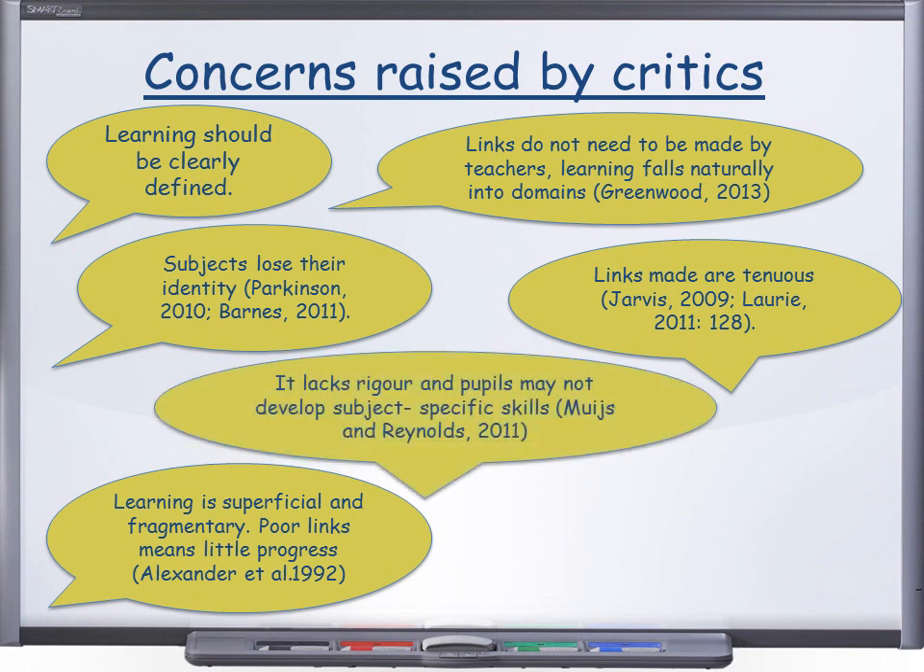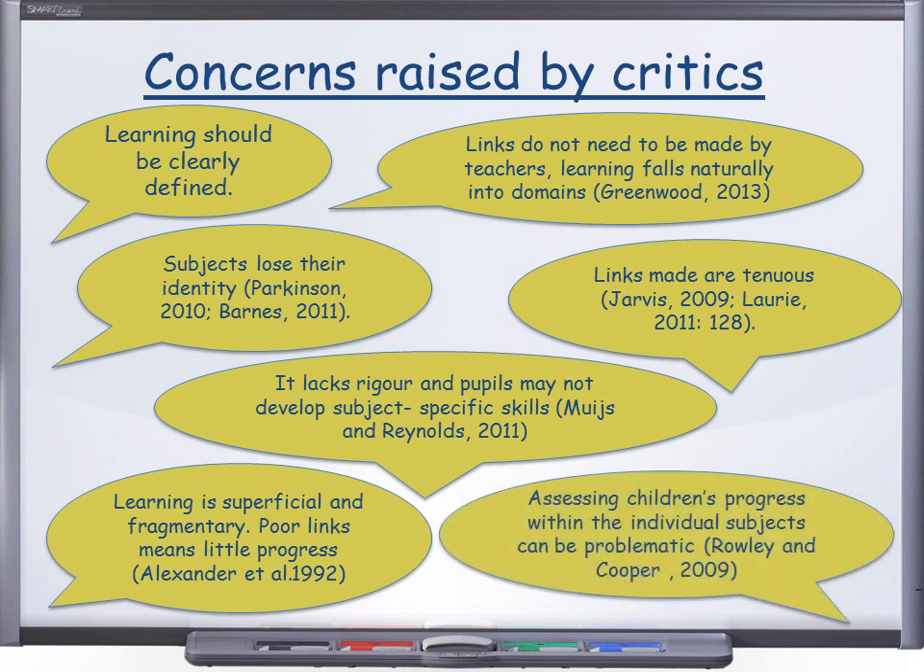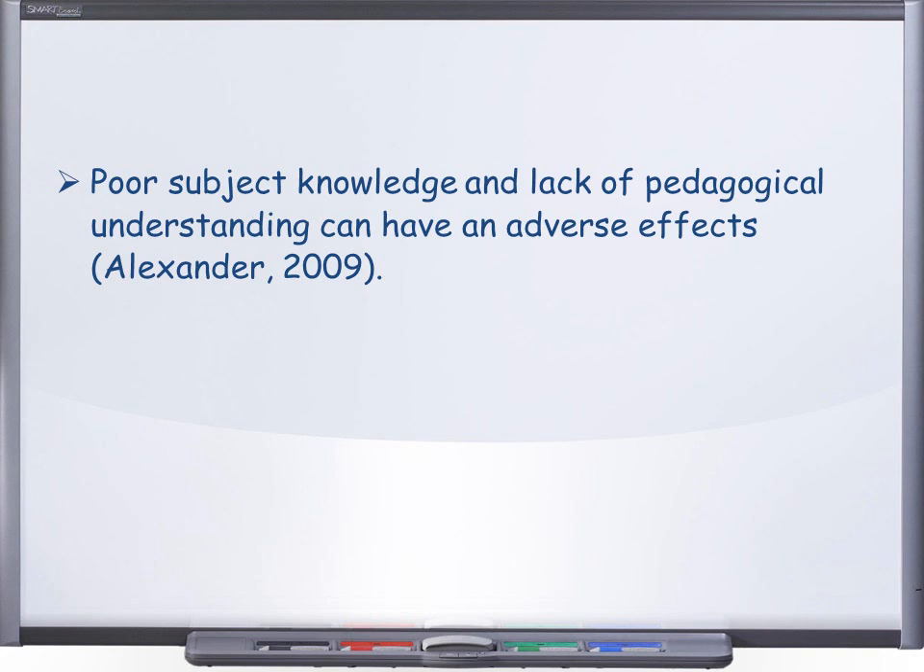Furthermore, Moyles and Reynolds 2011 state the approach lacks rigour and pupils are not able to develop essential subject-specific skills. By linking subjects, assessment of progression can become a concern. Rowley and Cooper 2009 recognised that assessing children's progression of discrete subjects can be difficult when they are taught together, which also raises questions as to whether children can be aware of their individual targets. Alexander 2009 also highlights that poor subject knowledge and lack of pedagogical understanding from teachers can adversely affect the subject content being delivered, therefore impacting upon the quality of cross-curricular learning.